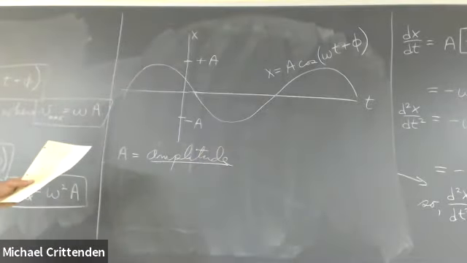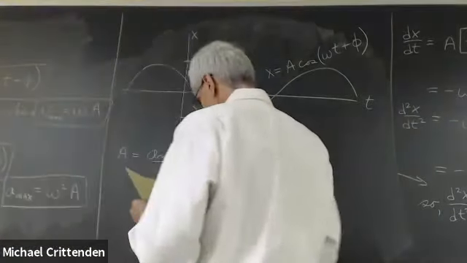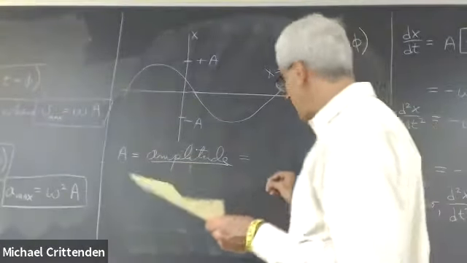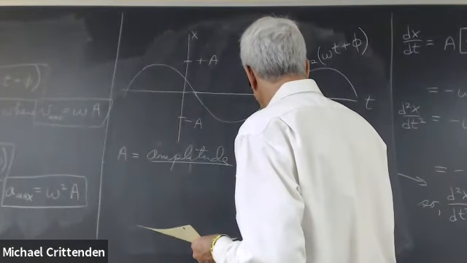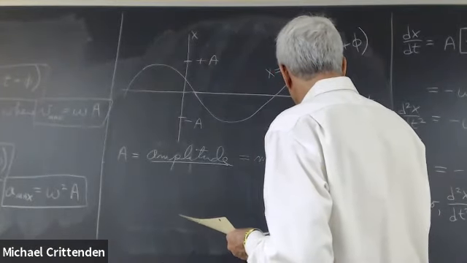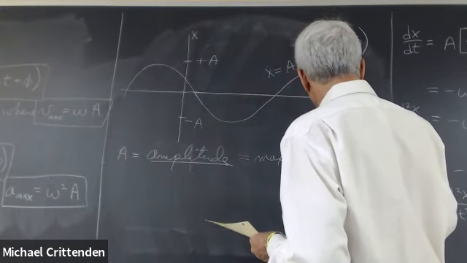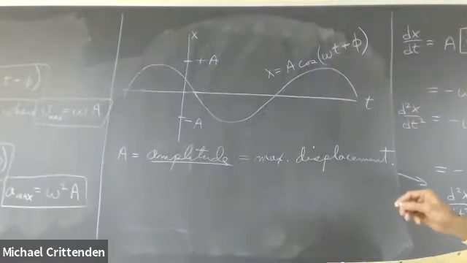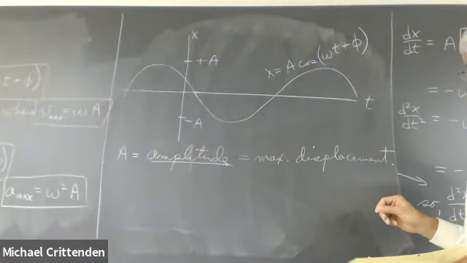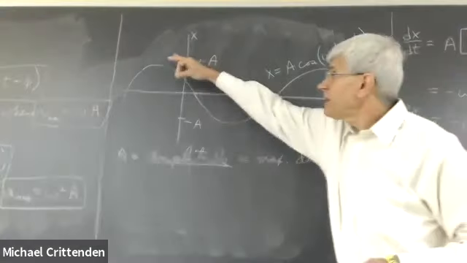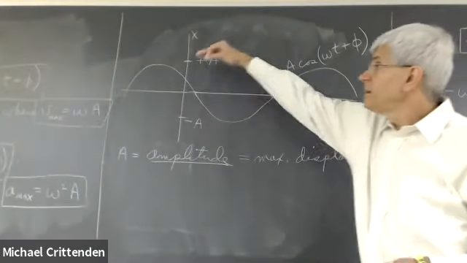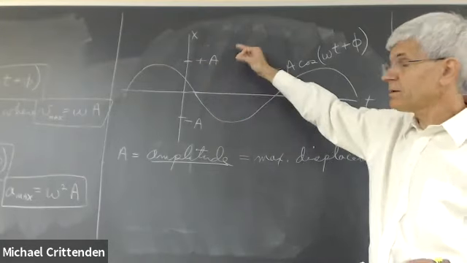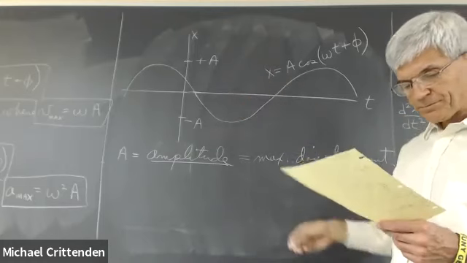A stands for amplitude, which can be defined as the maximum displacement, the maximum value of x. A mistake I see occasionally is thinking peak to valley is the amplitude. Peak to valley is twice the amplitude. The amplitude means from the center line to either extreme.